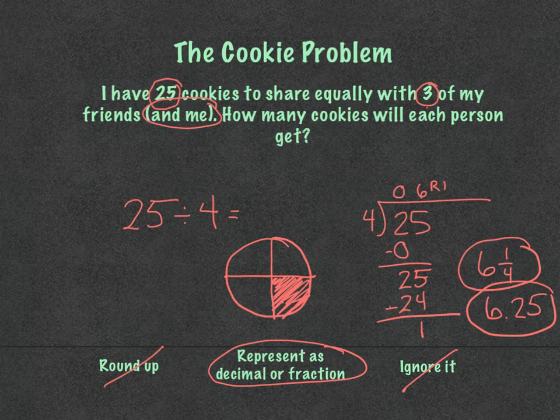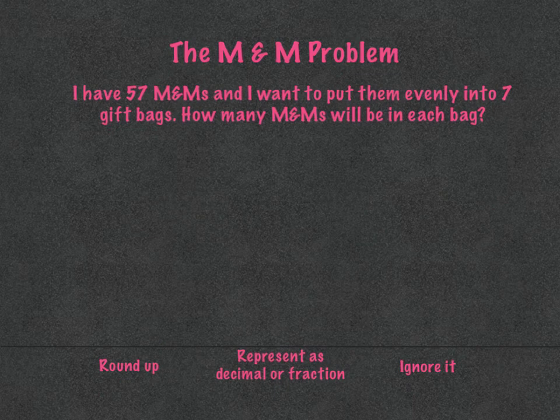So if you have something you could actually cut into pieces, then you can represent it as a decimal or a fraction. We had the cookie problem where we were able to cut it up, and so we could represent our remainder as a fraction. Okay, so the M&M problem, lots of fun with the M&M problem.